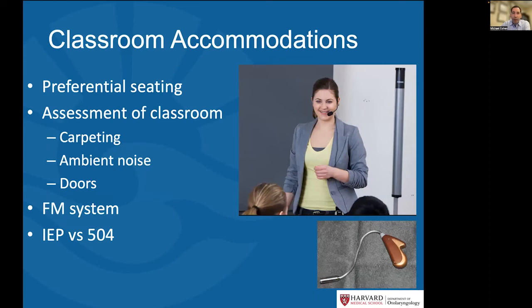Other accommodations for children with hearing loss would include classroom accommodations, including a classroom evaluation and management of the acoustic environment, use of strategies like an FM system, and making sure that these strategies are written down somewhere, either in an IEP or in a 504 plan.